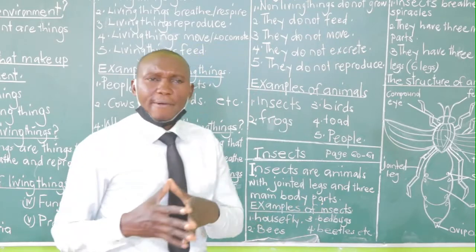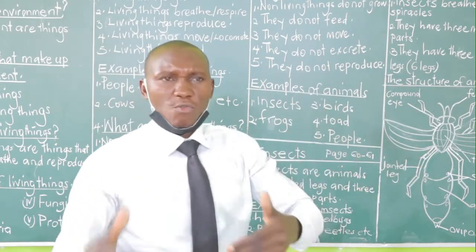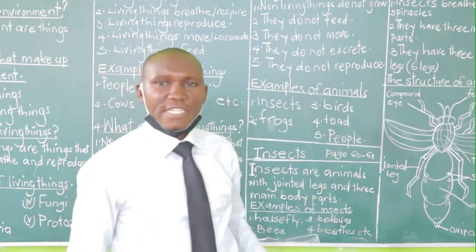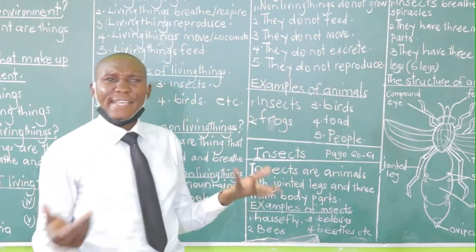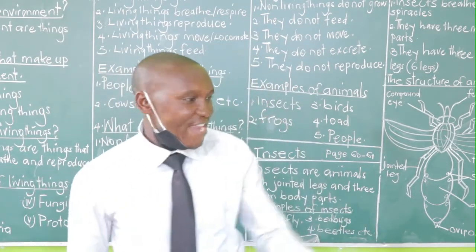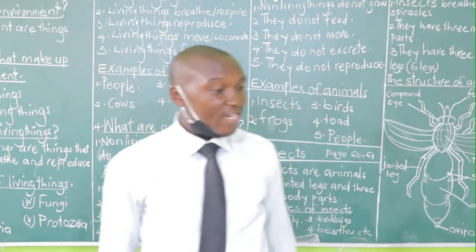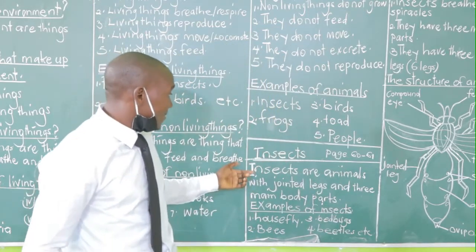Good. From there, we started picking those animals as we look at them in detail. We started with insects. What is an insect? And how do you tell your brother or baby sister, my brother, can I tell you, this is an insect? First of all, look at an insect.